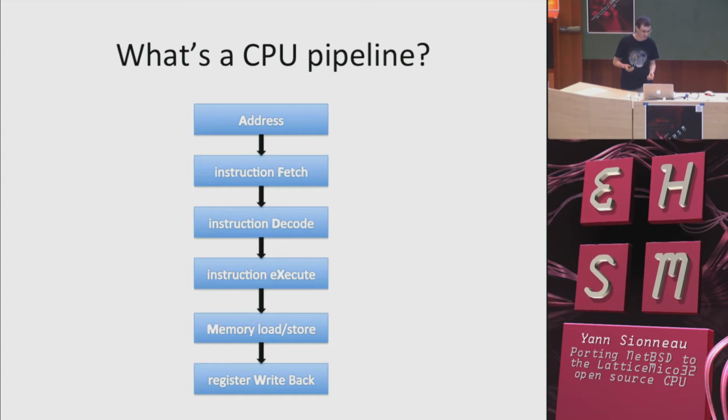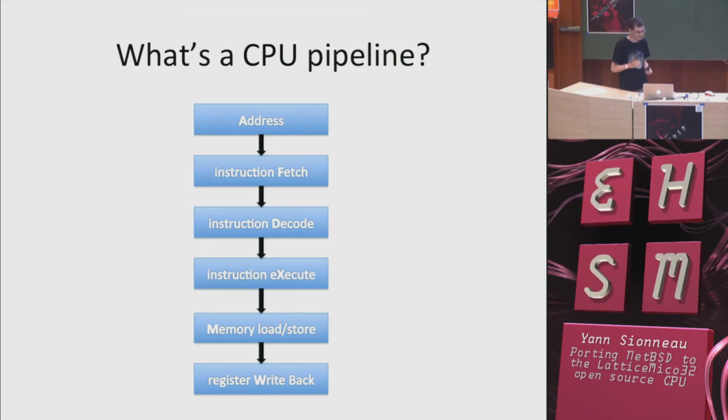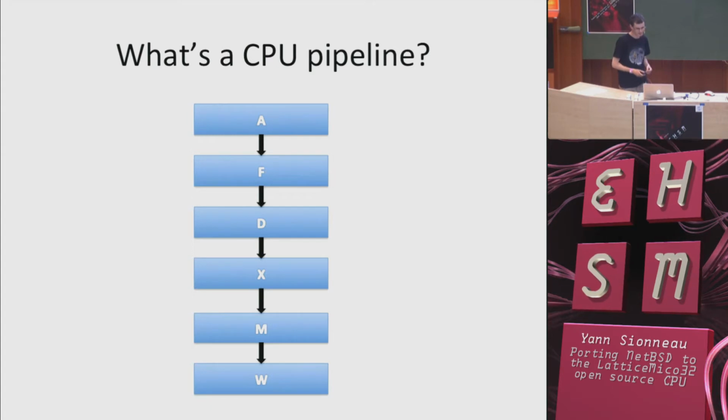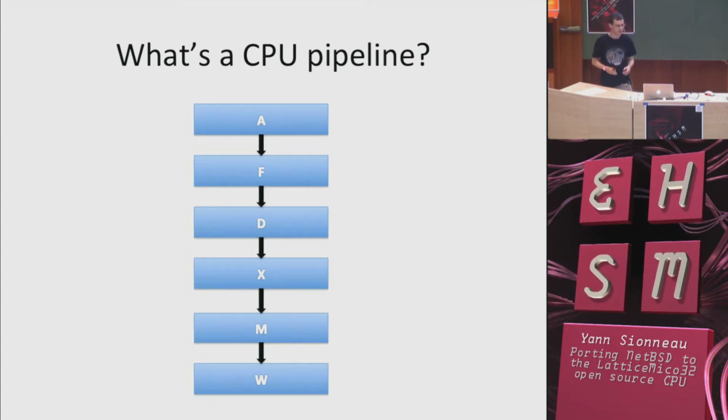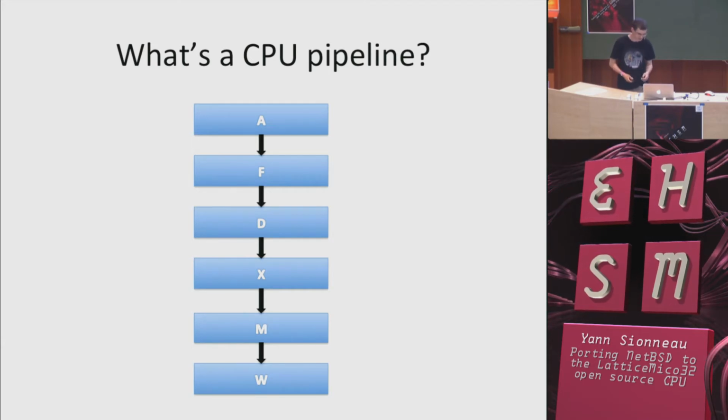And then, if the instruction was a memory load or store, you're going to access main memory and do the job. And then, when everything is done, the last stage is a register write back. It means that you're going to take the result of the instruction and put it in a register. Okay. Usually, we only put one letter for all these stages. So A for address, F for fetch, D for decode, etc.